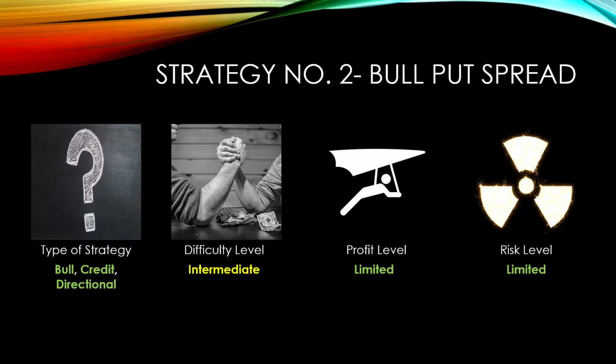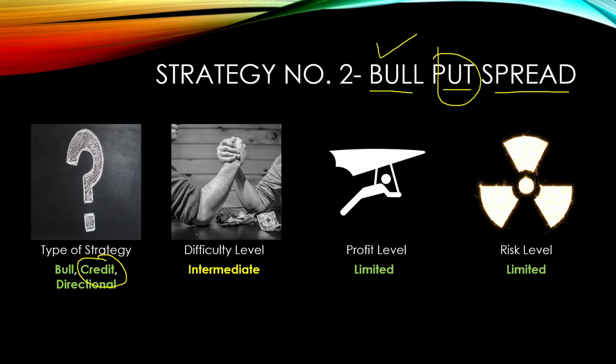So strategy number 2, bull put spread. We are playing for a bull strategy, and we are going to use puts. So let's see the nature of this strategy. Again, a bull strategy. The important part, this is a credit strategy, so you will be collecting net premium. Of course, it is a directional strategy.